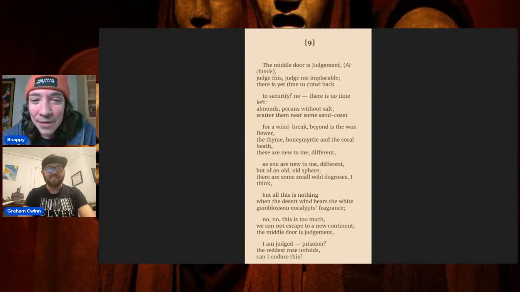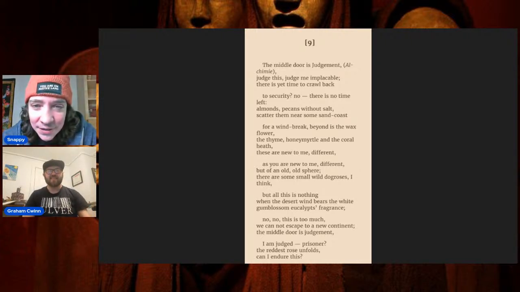Okay. The middle door is judgment, alchemy. Judge this. Judge me implacable. There is yet time to crawl back. To security, no. There is no time left. Almonds, pecans without salt. Scatter them near some sand.